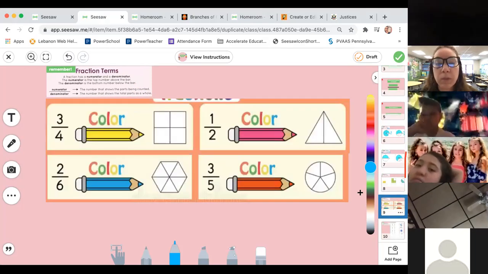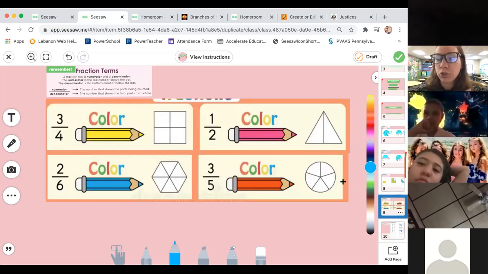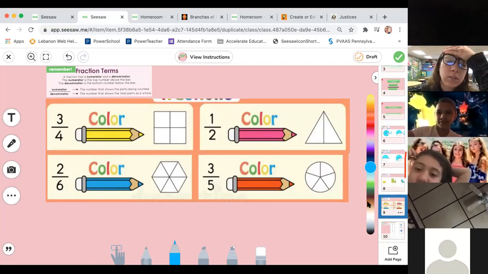I'll go to page 9. This page is super duper hard. Probably the hardest page to see in your entire life. Oh man, it's so hard. Oh, let's do this pink one together. I'll even change my color to pink.